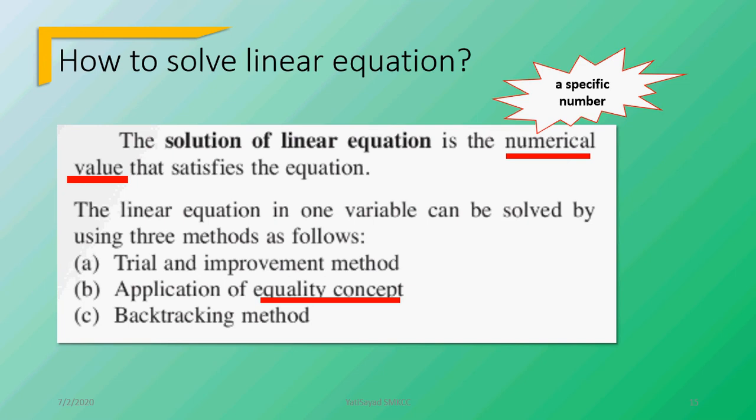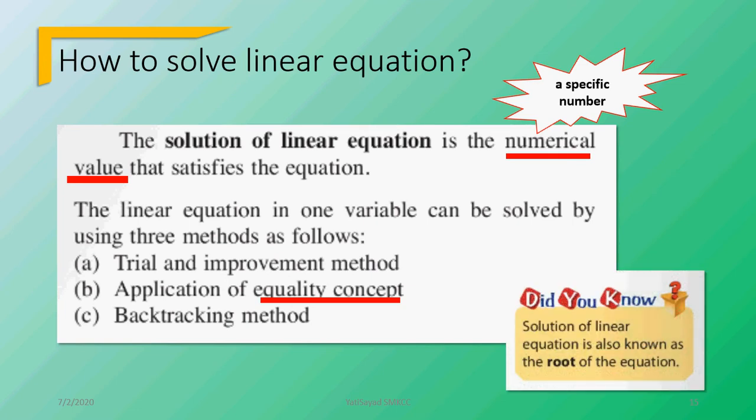Okay, so there are three methods for you to solve linear equations. First is the trial and improvement method. Second is application of the equality concept. And third is the backtracking method. But in this video, I am only focusing on the equality concept. There is actually extra information from your textbook. The solution of a linear equation is also known as the root of the equation. So if the question says find the root of the equation, it means you have to find the value of the variable or find the solution of the linear equation.